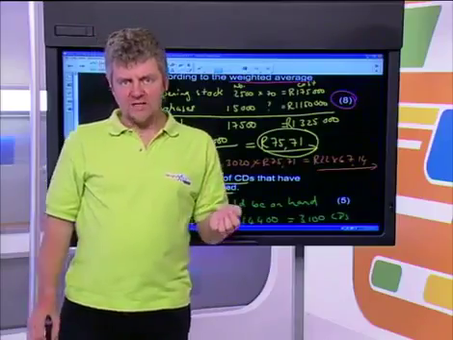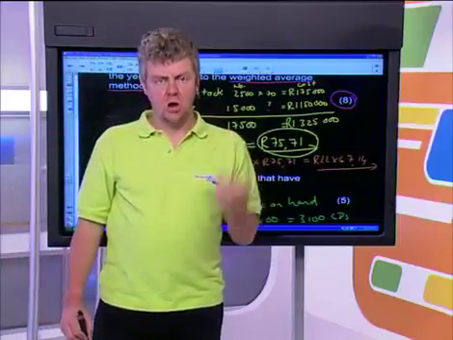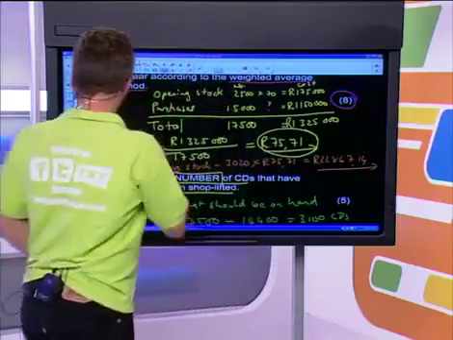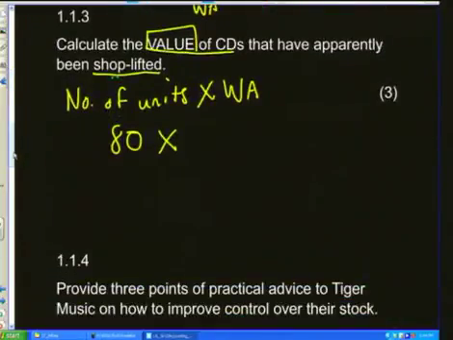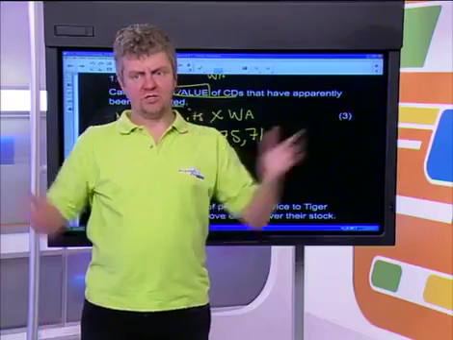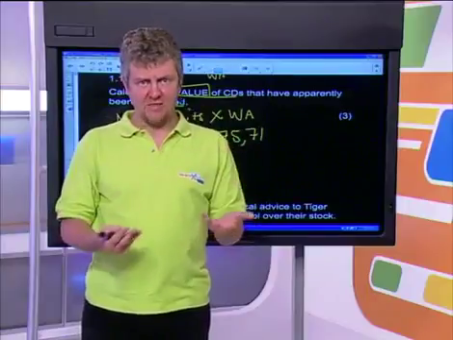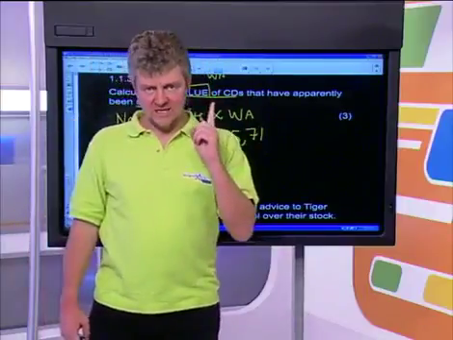When you're doing a weighted average question, this is your magic number that you're going to use over and over and over again. So I'm going to take this figure, 80 units, and I'm going to multiply it by my weighted average of 75 Rand and 71 cents. Remember, what the weighted average represents is what one CD is worth if you take all the average prices and combine them and give each one a weighting. That's what the average price of one CD is.